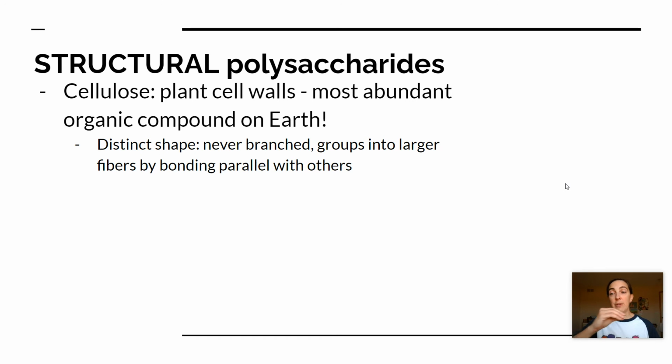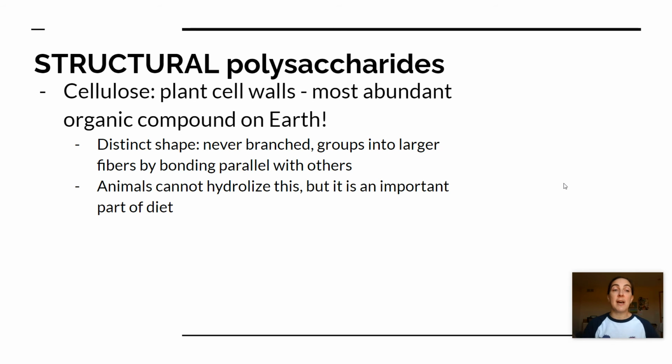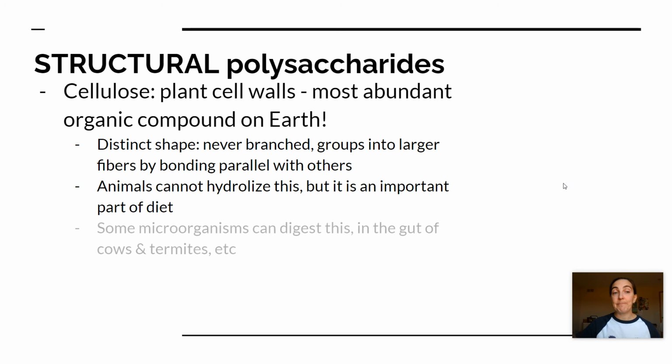It's just a very, very long chain of monosaccharides that gets grouped together into bigger fibers, which makes it really strong. But the structure of this, animals like we are not able to hydrolyze this, to break it down as energy. It's an important part of our diet as fiber. It helps just kind of clear out our digestive system and keep things moving, but we cannot actually break it apart and use it for energy.